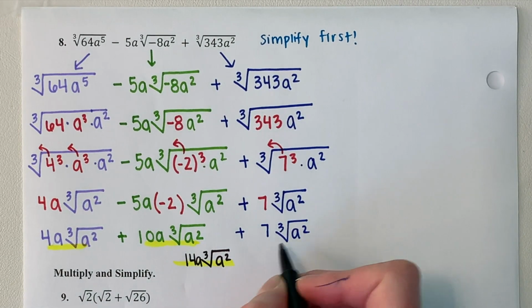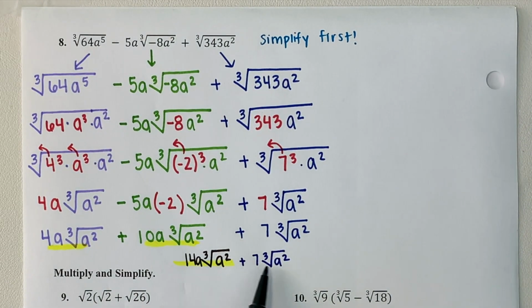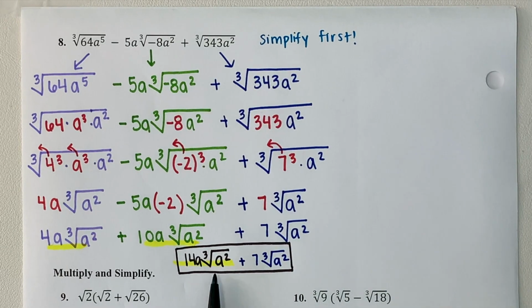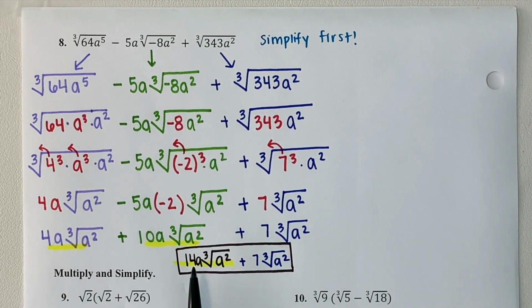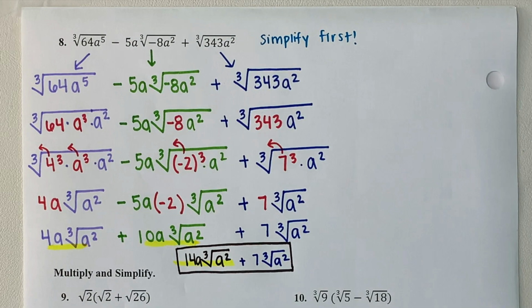We can either just bring down this term here and write this as our final answer, because again, while these are like radicals, their coefficients can't be added since their coefficients are not like terms. But there is another way we could write our final answer here.